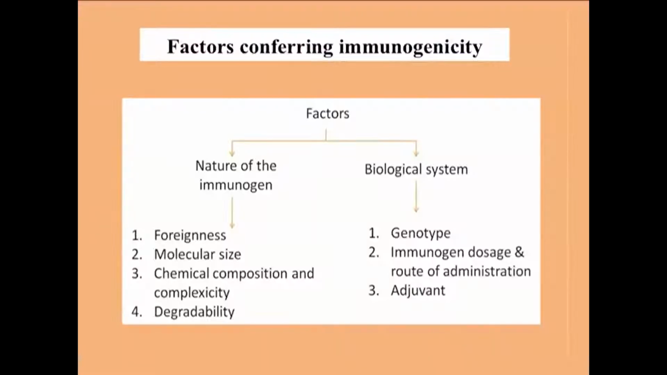Now, we will discuss what factors a molecule must possess to be an immunogen. Clear? There are several factors or criteria which a molecule must satisfy to be an immunogen, like foreignness, molecular size, its molecular complexity, degradability, etc. I will tell you first foreignness. The immune system can recognize foreign molecules and the immunogenicity depends on the degree of foreignness.